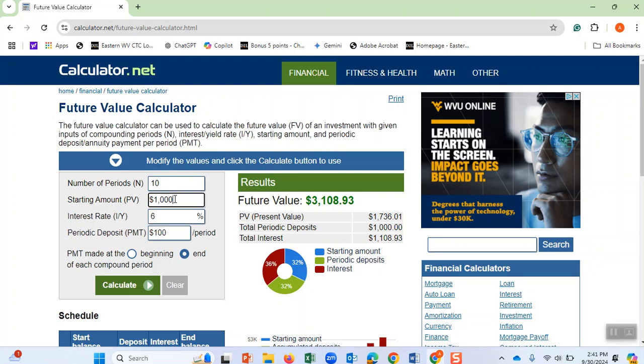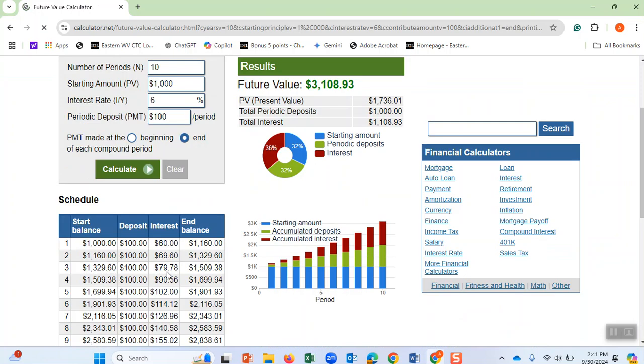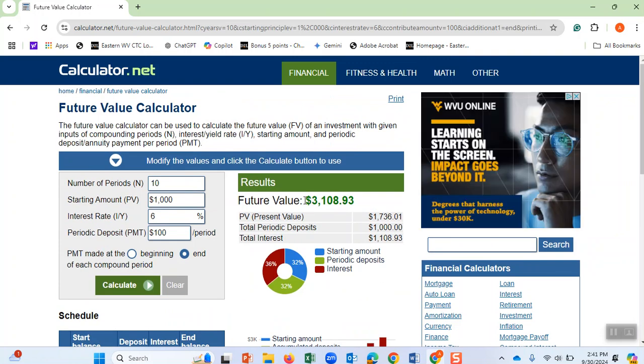Therefore, to summarize, I'm putting $1,000 and the bank is giving me 6%. And for a period of 10 years, I'm going to put my $1,000 plus every year $100 in December, and I click calculate to see how much I have. After 10 years, I will have $3,108.